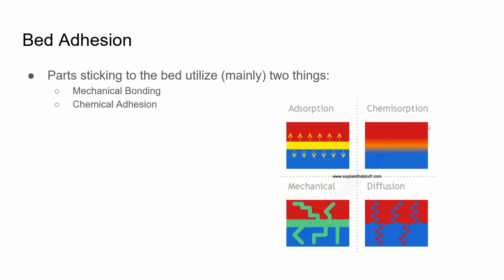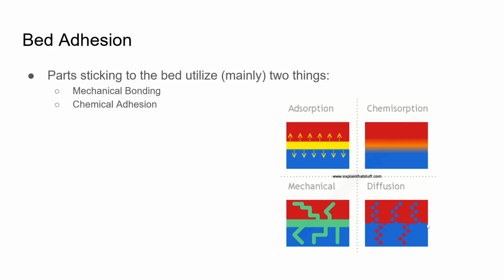Chemisorption. Sorry, it's a word I seldom say. Yeah, so that's where you've got a chemical reaction that literally causes things to chemically bond together, and this is a bond that you probably don't want with your bed, because this is going to be the strongest one, and so it's not quite something you want.